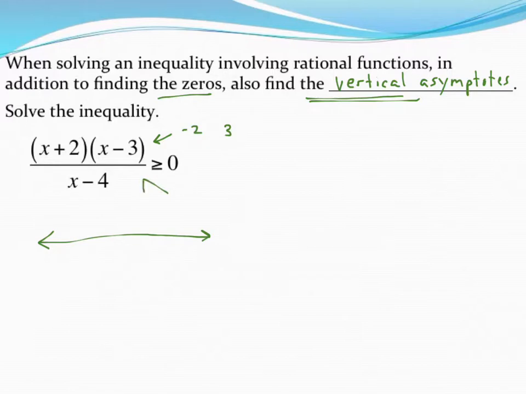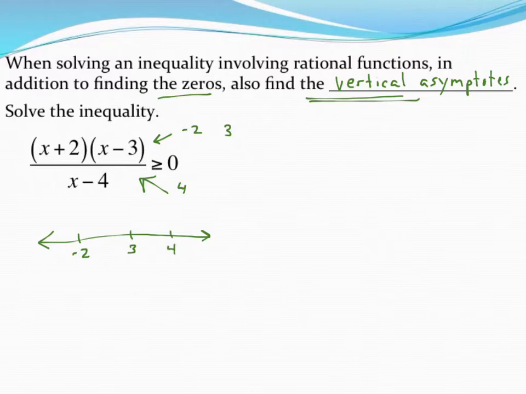Anything that would make the bottom equal to 0 is going to be your vertical asymptote. So my vertical asymptote this time is going to occur when x is 4. So let's go ahead and get those 3 points graphed on my number line. So I'll have a point at -2. That's where my graph may change directions. I'll have a point at 3. And then I'll have a point at 4.